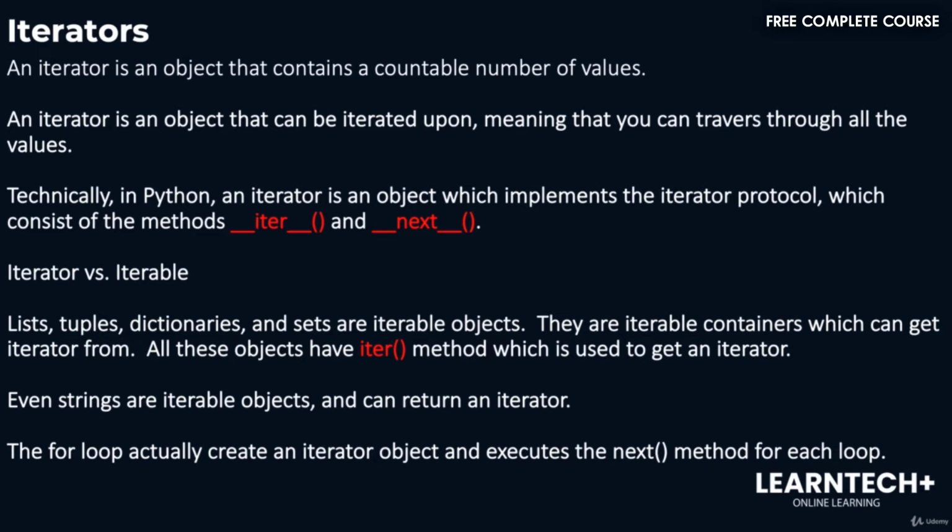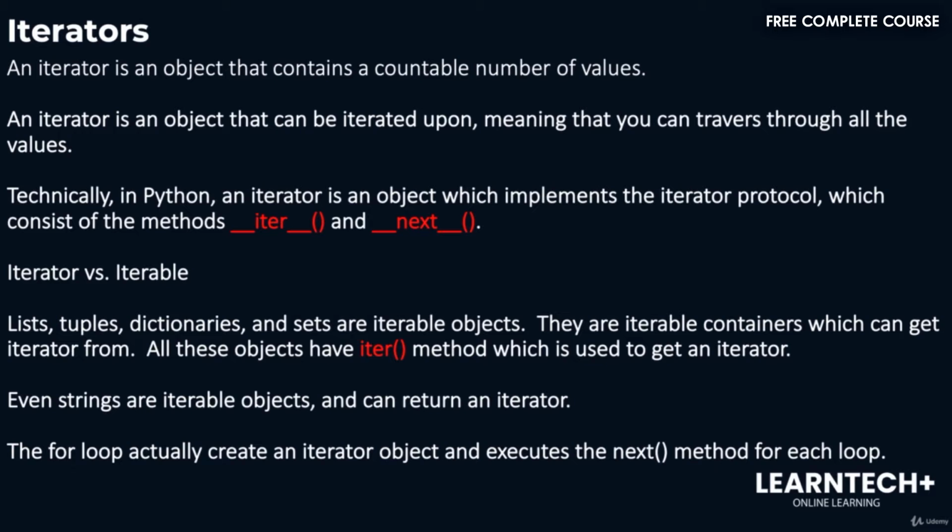Iterator versus iterable. Lists, tuples, dictionaries, and sets are iterable objects. They are iterable containers which you can get an iterator from. All these objects have an __iter__ method, which is used to get an iterator. Even strings are iterable objects and can return an iterator. The for loop actually creates an iterator object and executes the __next__ method for each loop.